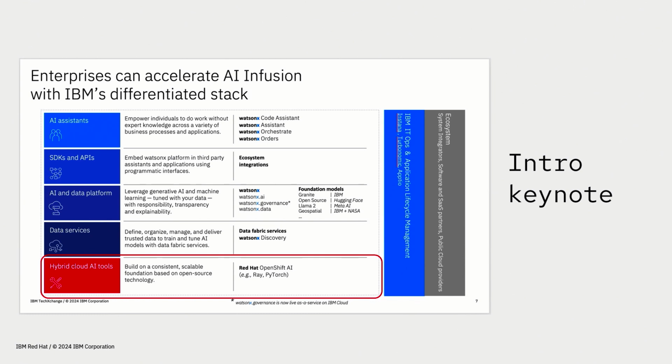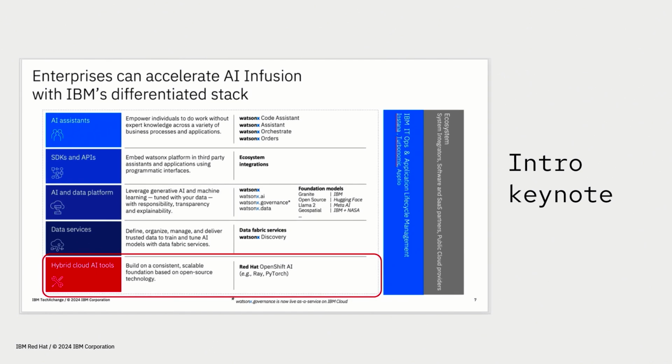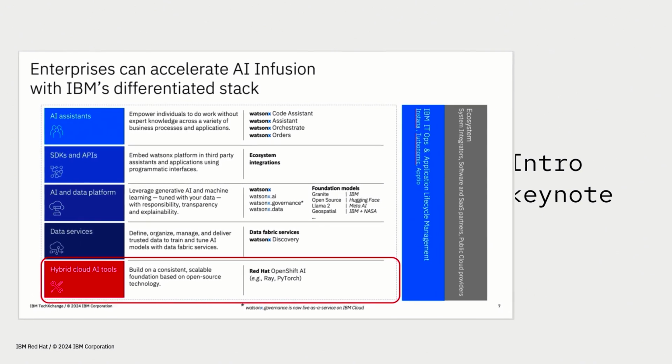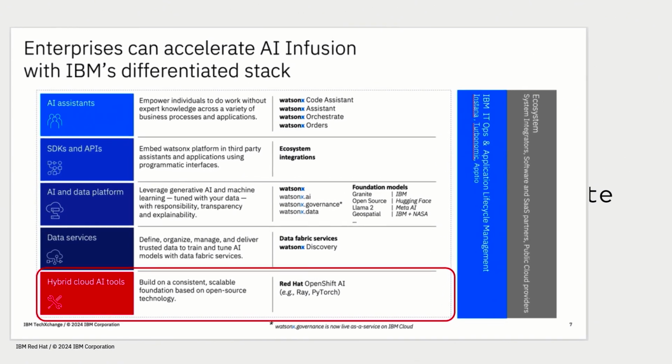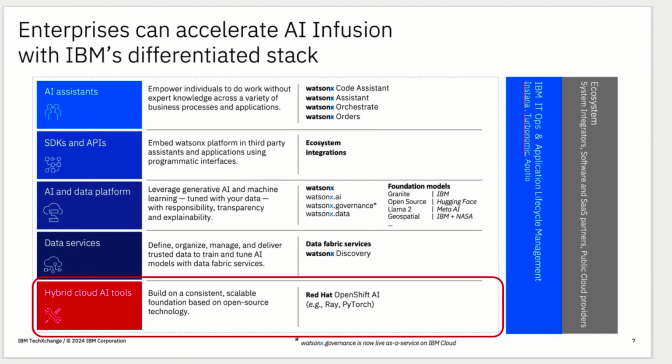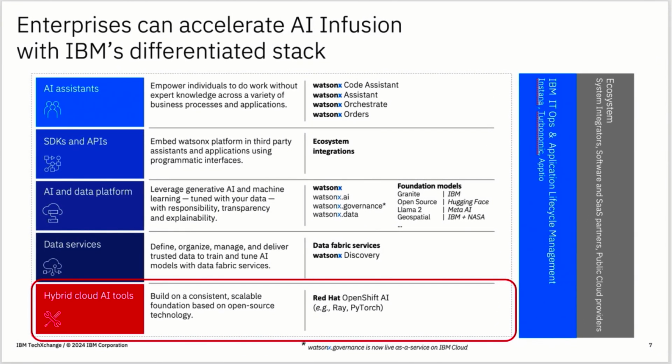But first, let me make the connection with what we did yesterday with the intro keynote. This was by Dinesh, and this was the intro. And you can see here that the last line, Hybrid Cloud AI Tools, is based on Red Hat OpenShift AI. That means that the baseline of everything that we put on top of that, also at IBM, is Red Hat OpenShift AI. This is exactly what we will go through during the session. And by the way, there is another important element that is the connection with open source. And we will talk also a bit about that.